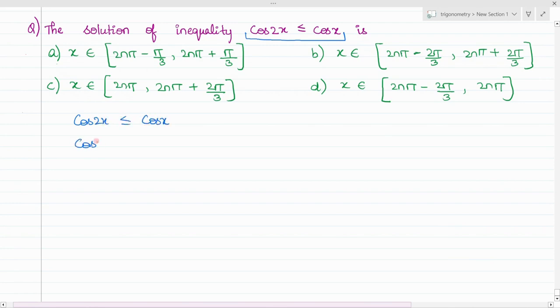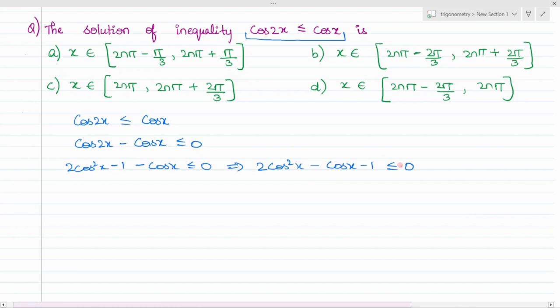So simplify this expression first. This can be written as 2 cos square x minus 1 minus cos x less than or equal to 0. And this can be written as 2 cos square x minus cos x minus 1 less than or equal to 0. Now split the middle term. You can write it as 2 cos square x minus 2 cos x plus cos x minus 1 less than or equal to 0.